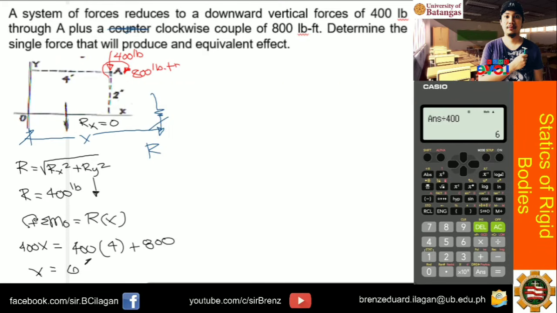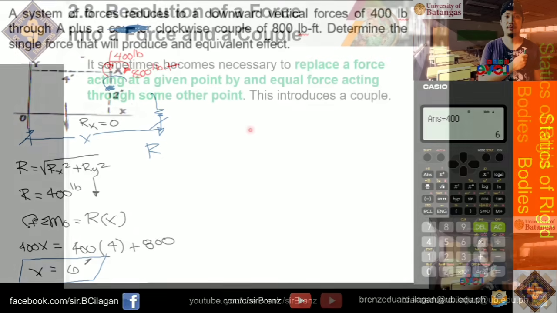That is clockwise. Okay guys, so we arrive at the answer of 6. So this is the correct answer. So kung gusto nyong makuha yung sagot sa libro, ang gawin nyo lang, itong 800 pound-feet, palitan nyo ng paganitong direction. I'm sure makukuha nyo yung tamang sagot sa libro. So ang ginawa ko na lang, ginawa ko siyang clockwise para tama itong sagot natin. Okay, so let's proceed with the next problem or next topic.